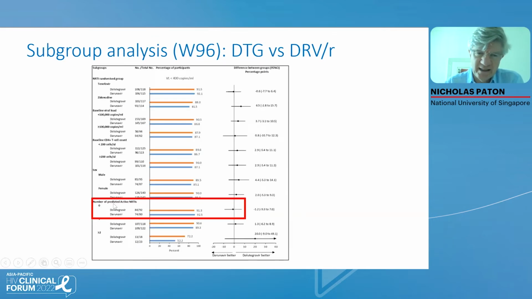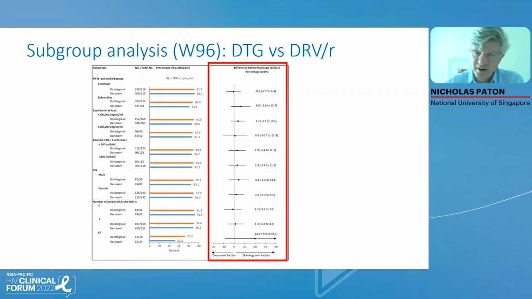In subgroup analyses, this was the main question coming into this trial: if you give dolutegravir with nucleosides which have no predicted activity, will it do just as well as a PI? As I showed you with EARNEST, would it replicate that performance? And the answer was yes. So dolutegravir did just as well as darunavir when you've got no predicted active nucleosides. So that's a really important finding across multiple fronts.